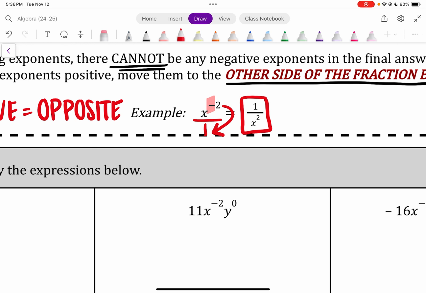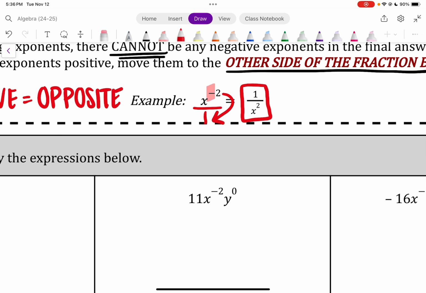I also like to think about this as happy and mad exponents, as silly as that is. As of right now, at the beginning, our exponent is mad. It is not where it's supposed to be. It is not happy being in the top. So in order to make it happy, we have to flip its mood from mad to happy. We're flipping the fraction so that now it is 1 over x squared, and now our exponent is happy because it's where it is supposed to be.